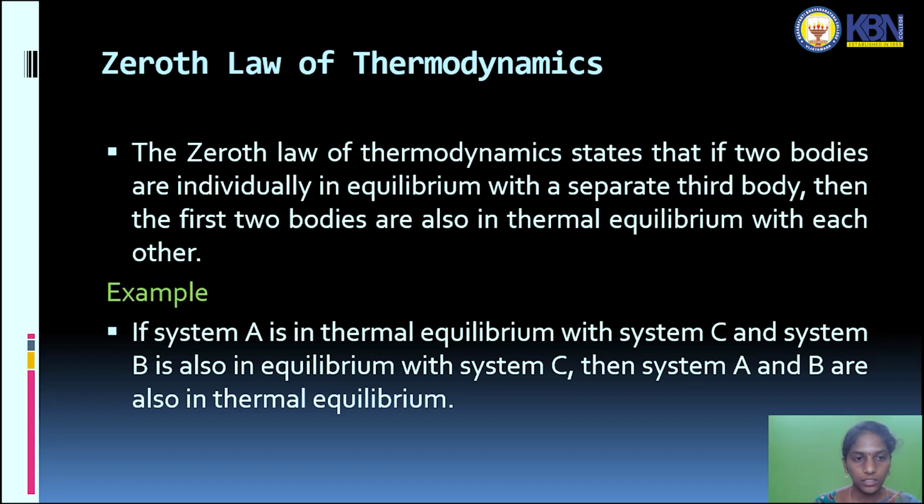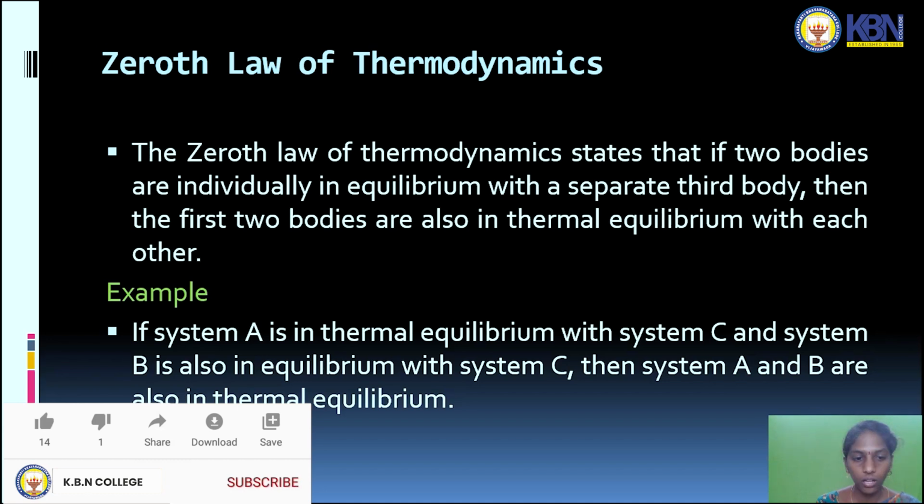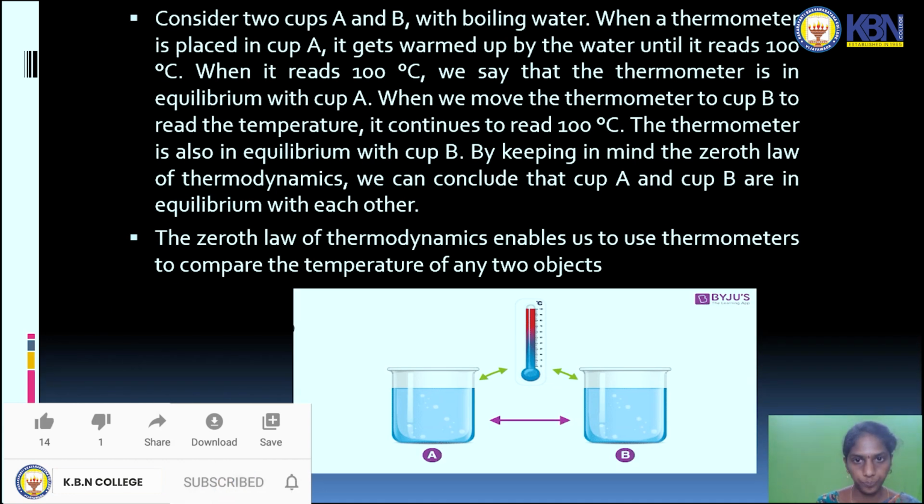The zeroth law of thermodynamics states that if two bodies are individually in equilibrium with a separate third body, then the first two bodies are also in thermal equilibrium with each other. We can take an example. If system A is in thermal equilibrium with system C, and system B is also in equilibrium with system C, then systems A and B are also in thermal equilibrium.